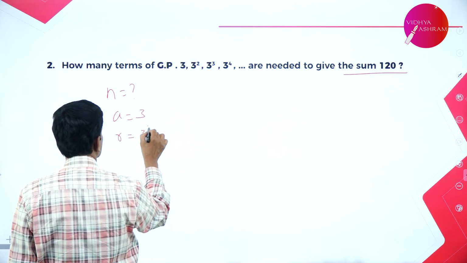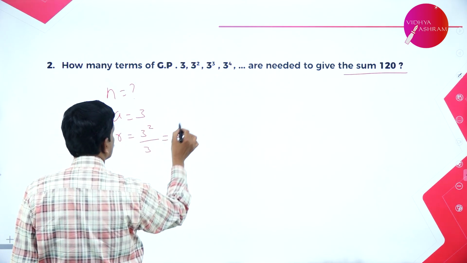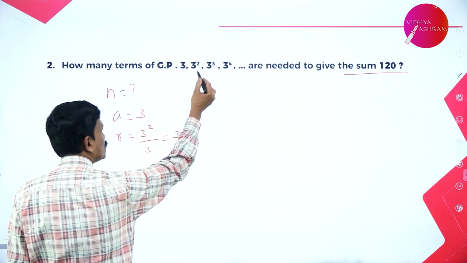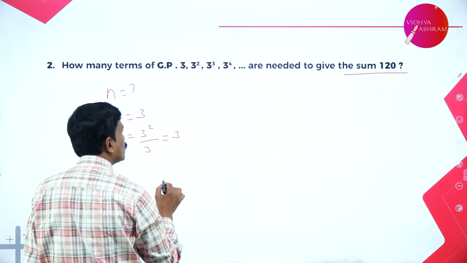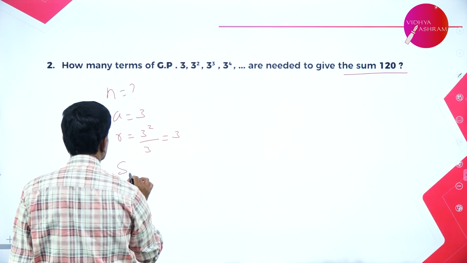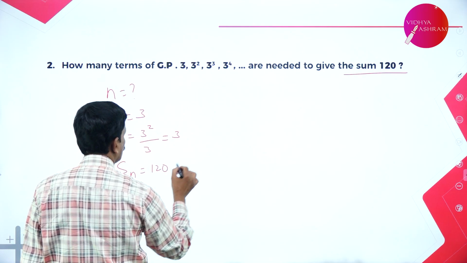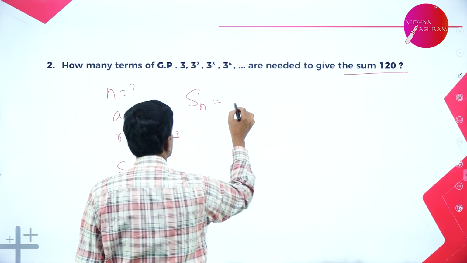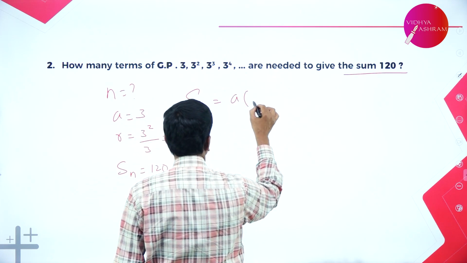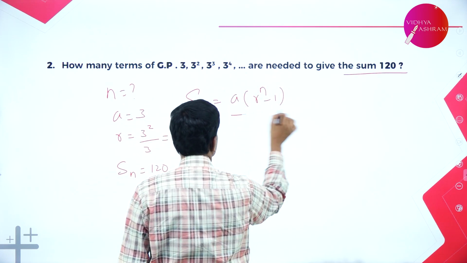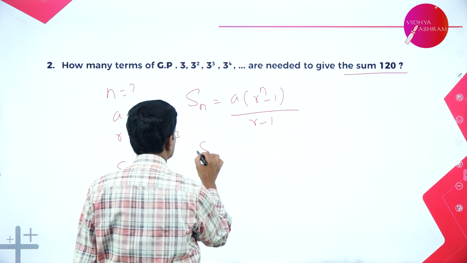Second term by first term: 3 square by 3 is equal to 3. 3 cube by 3 square is 3. 3 raised to 4 by 3 cube is 3. So just what is given? The first term and the common ratio are given. Sn, the sum of n terms, is given, that's equal to 120. We know the formula: since r is greater than 1, we can take Sn equal to a into r raised to n minus 1 divided by r minus 1.